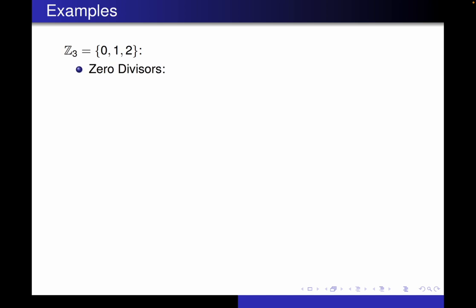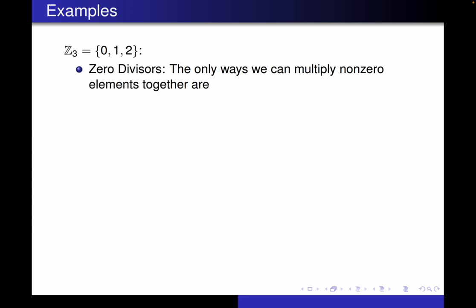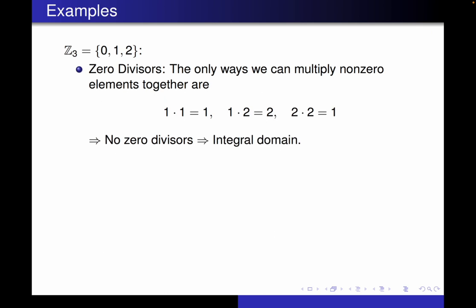So if we want to look at zero divisors, let's look at the ways that we can multiply non-zero elements together. Since we only have 3 elements altogether and only 2 of them are non-zero, that should be easy to do. If we have 1 times 1, we get 1. 1 times 2, which is also 2 times 1, is equal to 2. 2 times 2 equals 1. As you can see, multiplying non-zero elements never gives us 0. No zero divisors, which means that Z3 is an integral domain.